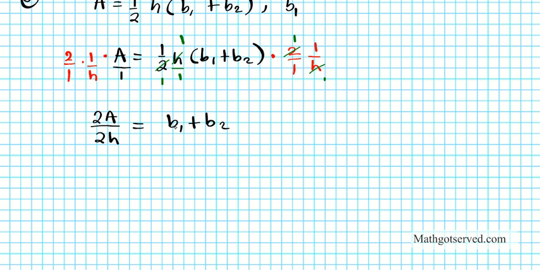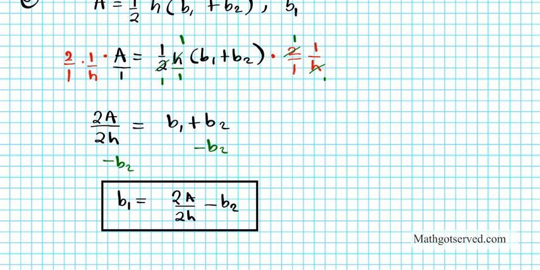So to finish this off and isolate b1, I just subtract b2 from both sides, subtract b2, subtract b2. And my final answer, b1, is going to be 2a over 2h minus b2. Okay? So there goes the formula with b1, which is one of the bases, isolated.